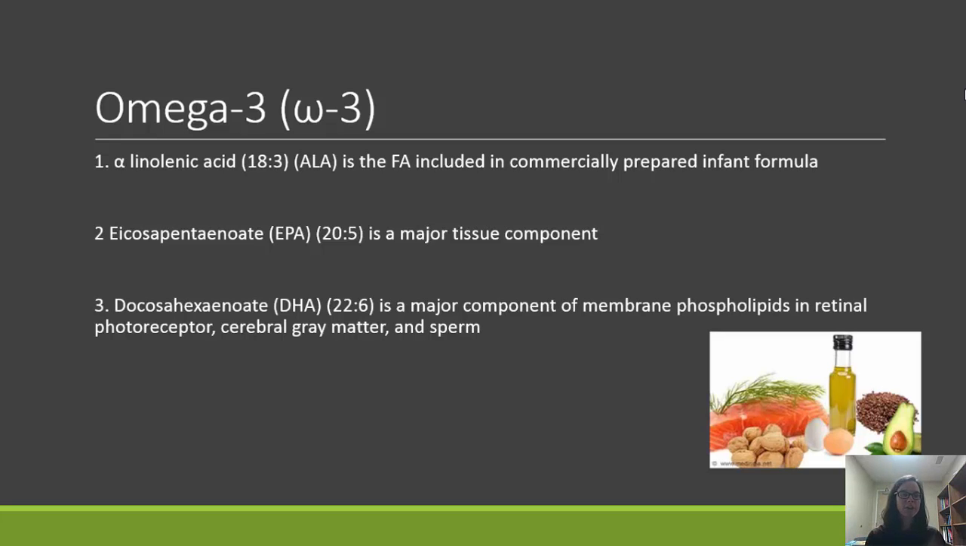Now, alpha-linolenic acid can be converted into EPA, which is our major tissue component, and EPA can be converted into DHA, which is a major component of our phospholipids in our membranes, in our eyes, our cerebral gray matter, and in our sperm. We'll look at this more moving forward, but ALA, which is 18 carbons, is converted to 20 carbons and then 22 carbons. And we also have 3 double bonds in ALA, but we have 5 and 6 double bonds in EPA and DHA respectively. And we'll look at how that works.